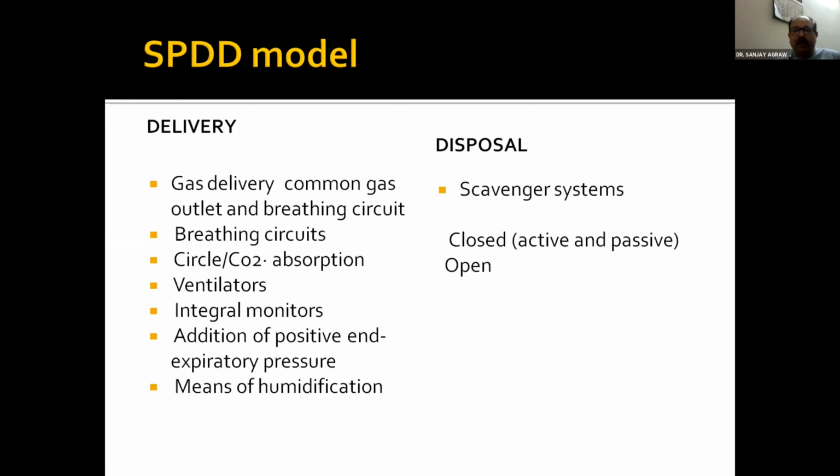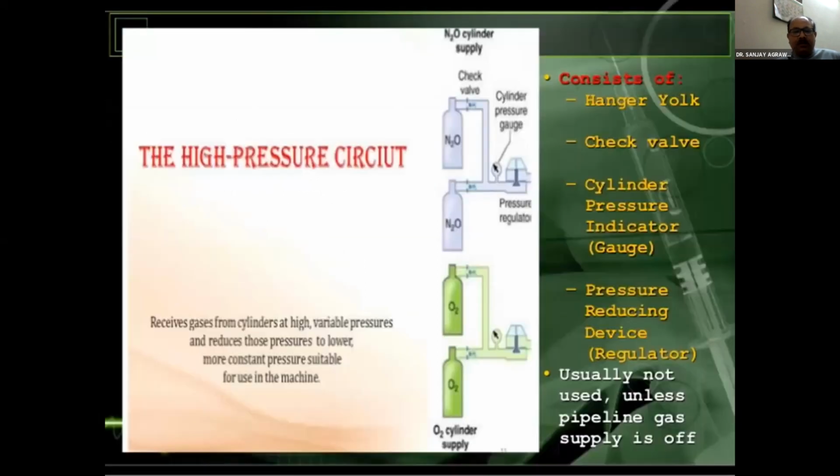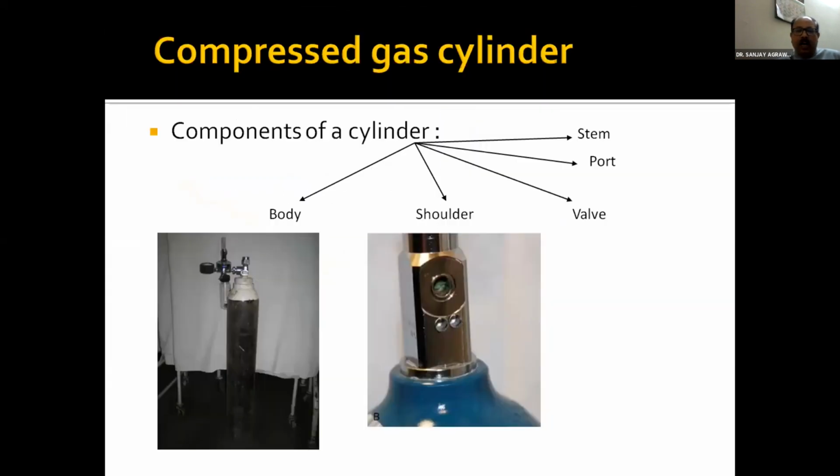So the SPDD model is basically the same things, but in a different way that they have modified into the anesthesia workstations. Coming down to the high pressure system, the first is the compressed gas cylinders. We all know that compressed gas cylinders consist of three parts: the body, the neck, and the valve area.